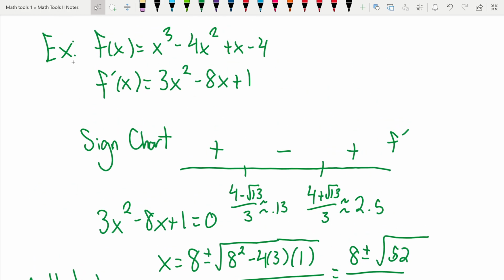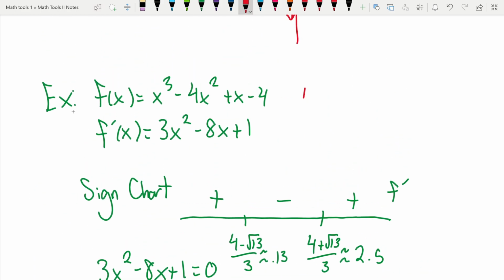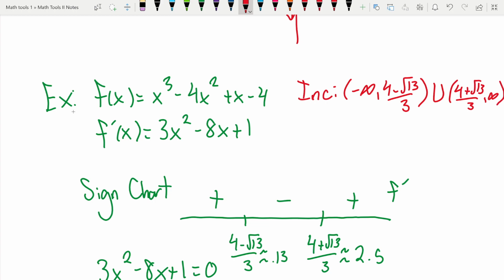So that tells us that this function here is increasing. So maybe we'd write increasing from negative infinity to 4 minus root 13 over 3, and then from 4 plus root 13 over 3 to infinity. And it's decreasing from 4 minus root 13 over 3 to 4 plus root 13 over 3. Okay. So a lot of times when you're working with these, of course, the numbers are a lot nicer than this. I just wanted to use an ugly one as an example, just to show how to work through it here.